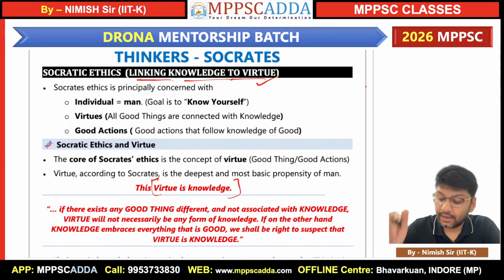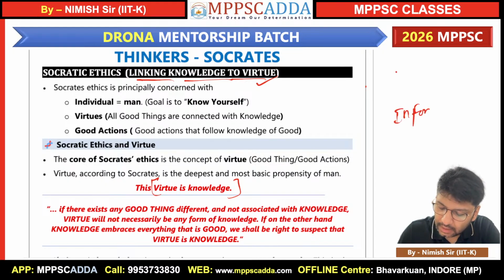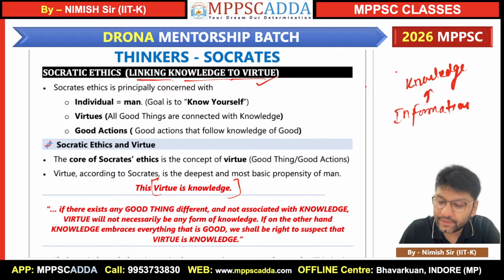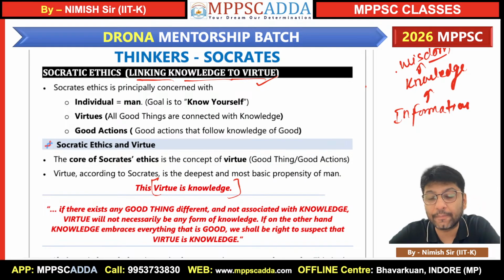interchangeably, right? In general, what happens in the hierarchy of philosophical terms, one is information. When that information is organized rationally, we call it knowledge. When that knowledge is applied and experience is gained, the practical knowledge, we call it wisdom. These are the three hierarchies in which the mental processing occurs or the humans evolve.